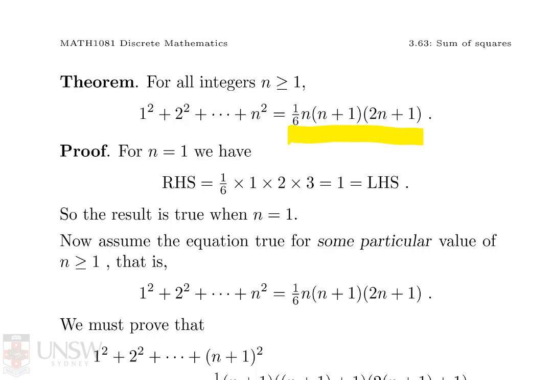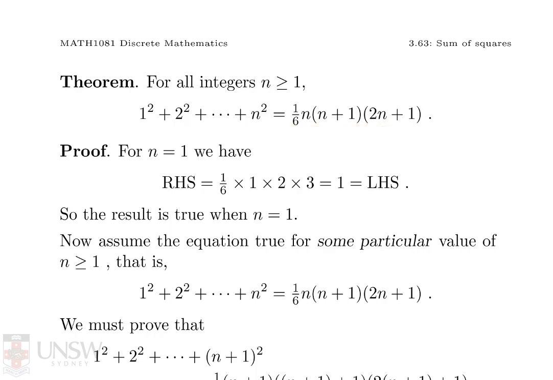So let's now assume that the statement is true for some specific value of n, which is 1 or more. Please be careful to write it this way. If you don't write that we're assuming it's true for some particular value, then that makes it sound like we're assuming the result is true for all values of n, and certainly we can't do that because, of course, that's exactly what we're trying to prove.